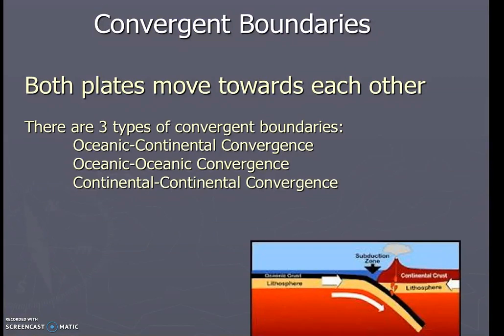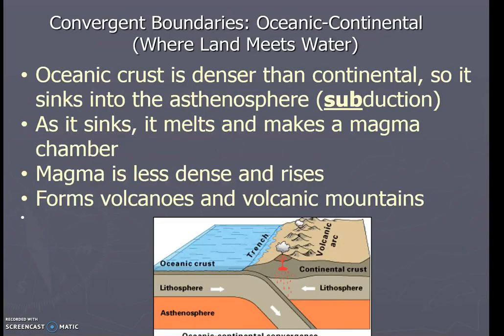So first we're going to talk about convergent boundaries. This is where both plates move towards each other. And there are three main types of convergent boundaries that we are going to talk about today. The first one is an oceanic continental convergent boundary. This is where land meets water.